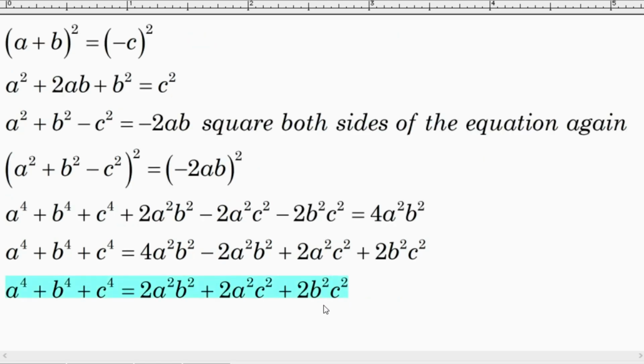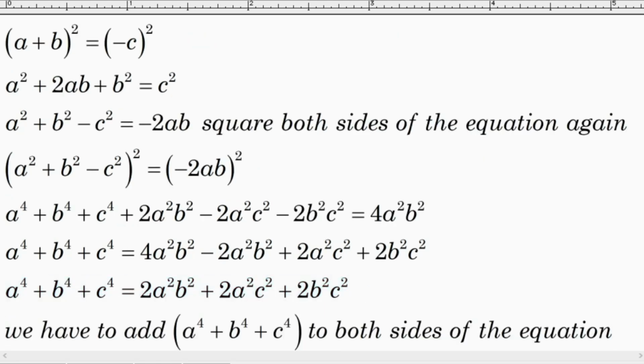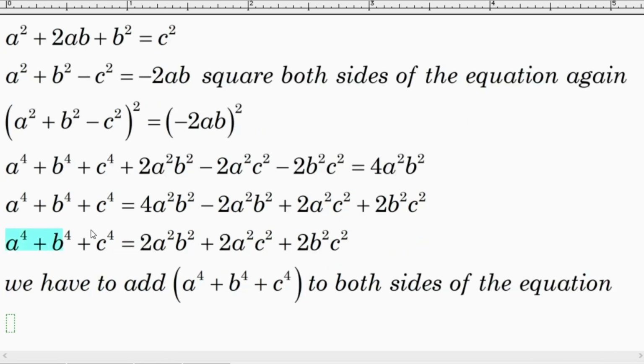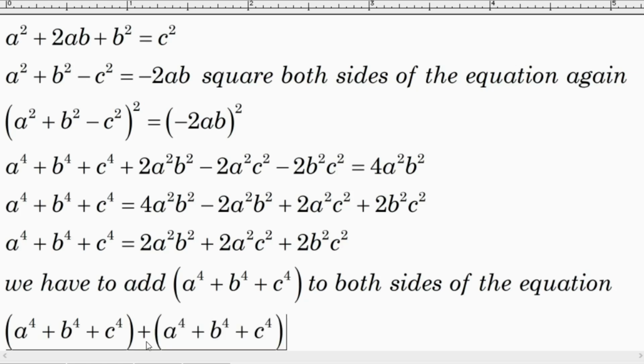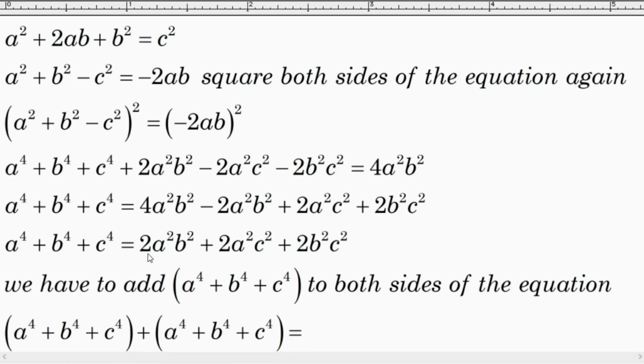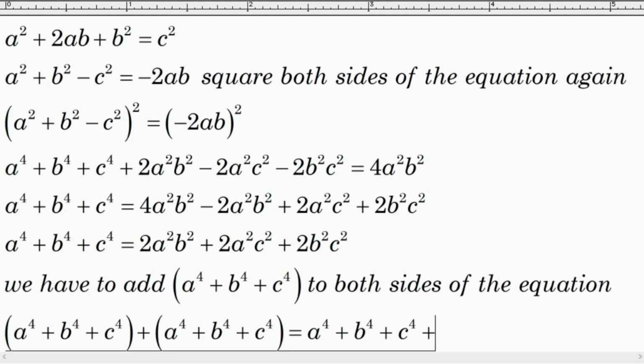So what we have to do from this step is add a to the power 4 plus b to the power 4 plus c to the power 4 to both sides of the equation. So what we will get is this side of the equation added with this as well, equal to the right hand side of the equation, and we will also add this to it as well. So then we will get this added with this.